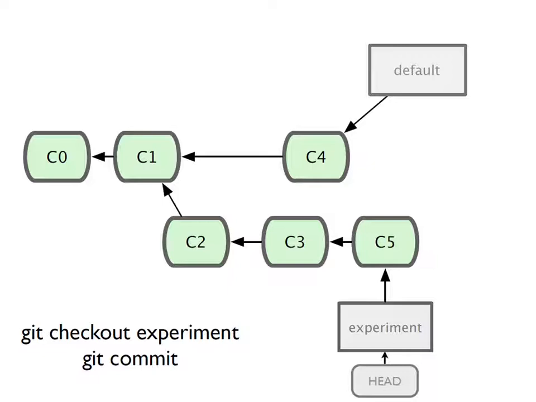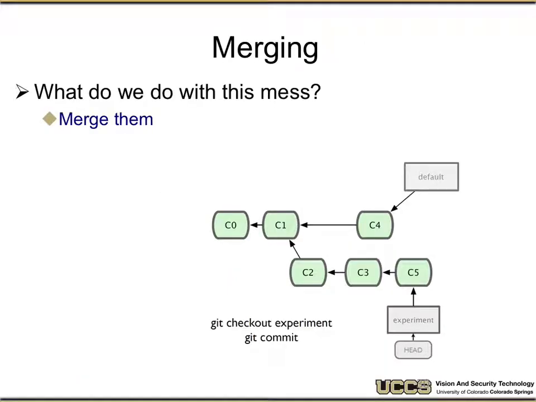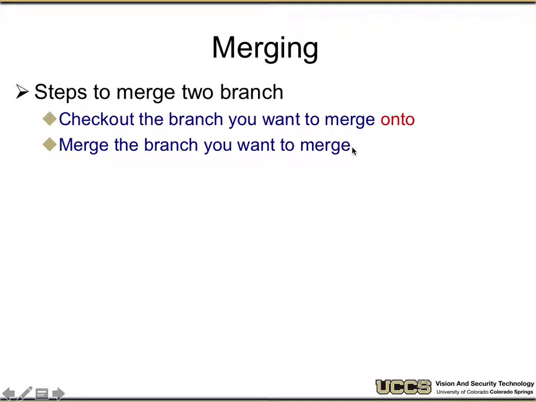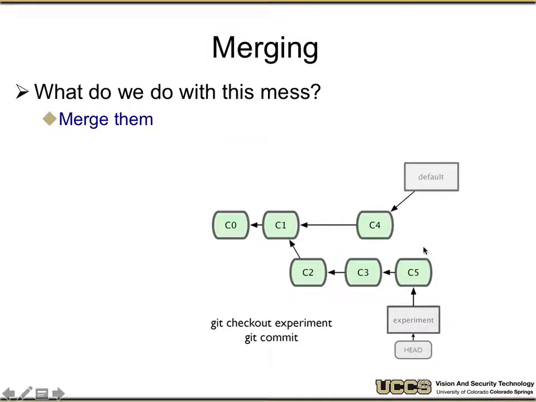Now the problem is I have these two different branches of what should ideally be the same code. After I figure out what I really want to do, I eventually start cleaning them up by merging. So we want to do a merge. There are really two steps to merge. And this is one of the few places I see students make really serious mistakes. If I want to merge, you want to check out the branch you want to merge onto. So if I want to merge the experiment into the default branch, then I want to check out default, not check out experiment.